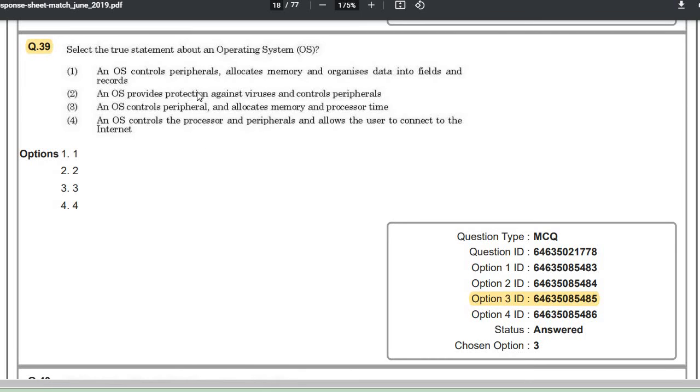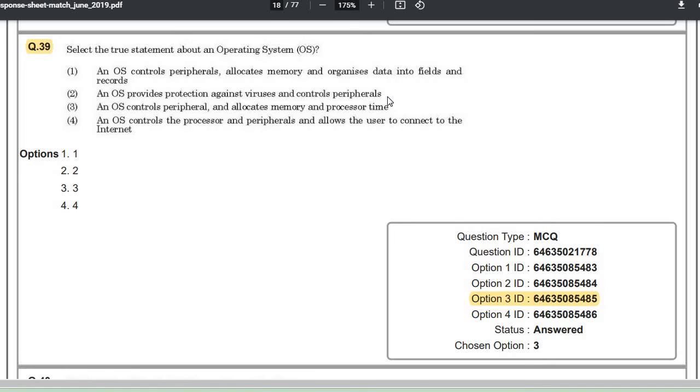The first one allocates memory. Up to here it is okay, and organizes data into fields and records. It's the wrong answer. The database management system is responsible for this, allocating the data in the form of fields and records. So option 1 is the wrong answer. And an OS provides protection against viruses and controls peripherals. It's not the activity of the OS, so it is also a wrong answer.